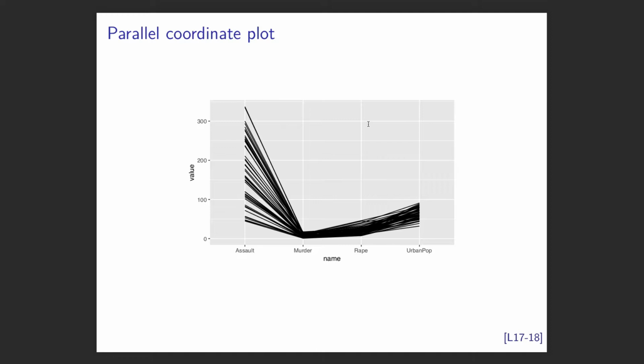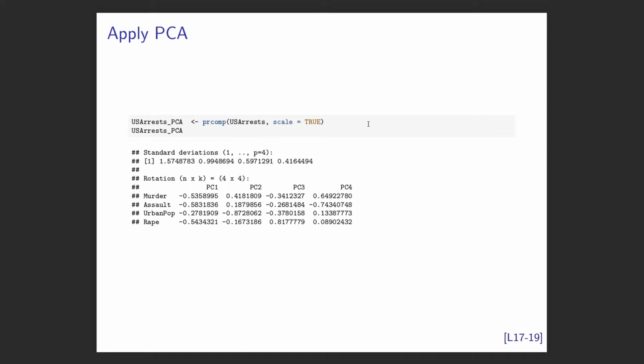So here's how you do it. There is more than one package for doing this. The one I used is the one in the James et al. textbook that we've been following. I'm using a built-in function called prcomp. You give it the data and set scale equals true, so it does the scaling.